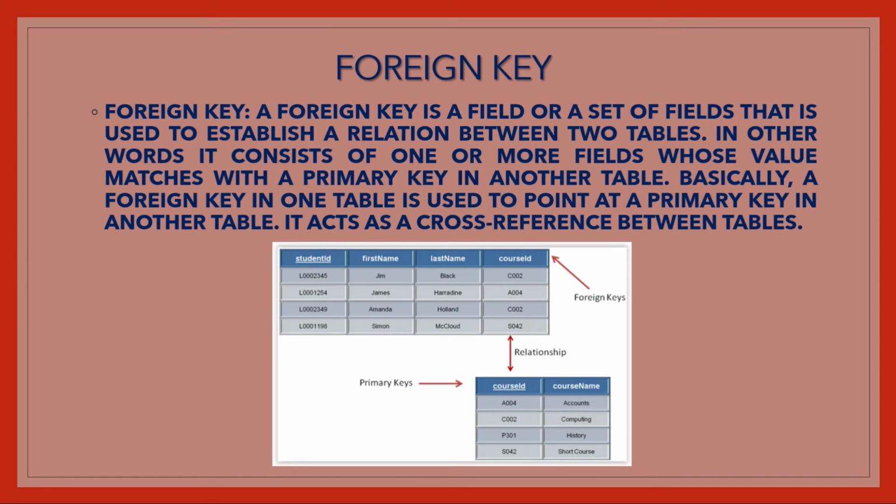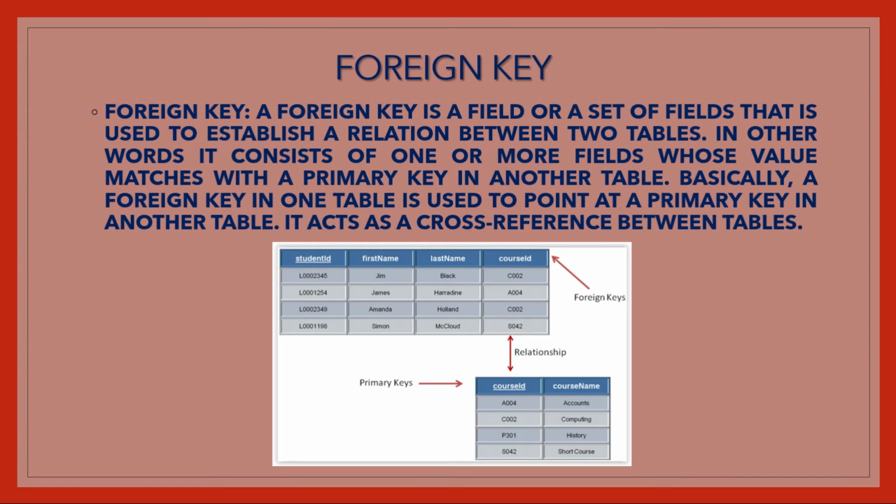A foreign key is a field or a set of fields that is used to establish a relation between two tables. In other words, it consists of one or more fields whose value matches with a primary key in another table. Basically, a foreign key in one table is used to point to a primary key in another table. That is the function. It acts as a cross reference between the tables. Sometimes we do cross checking with our copies or any data that we are providing to someone. That is called cross checking.